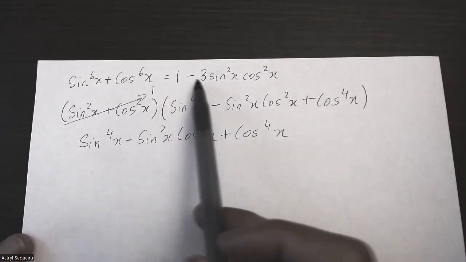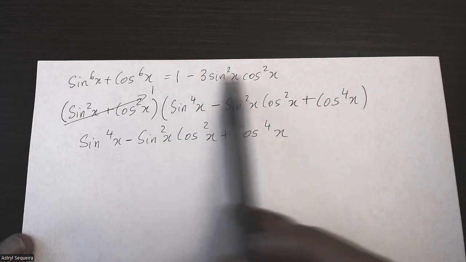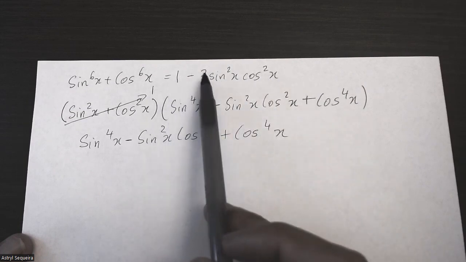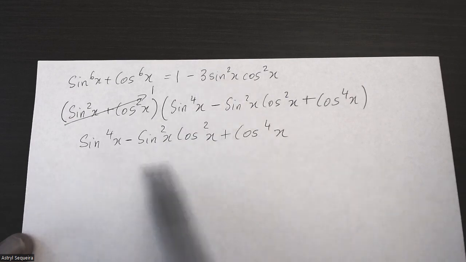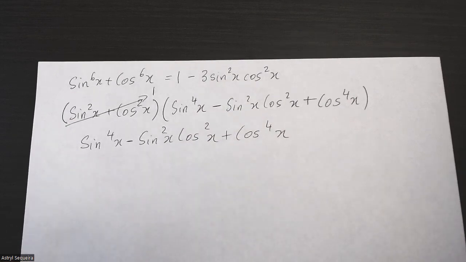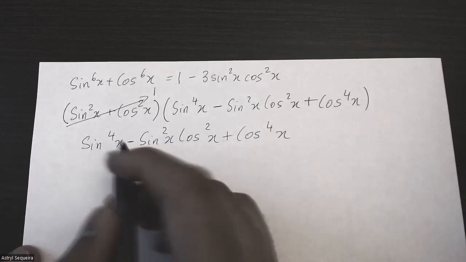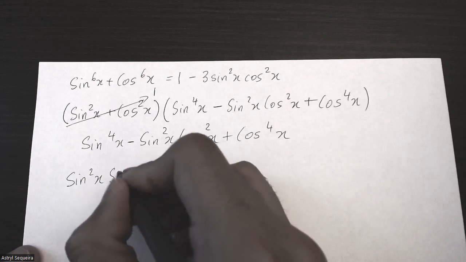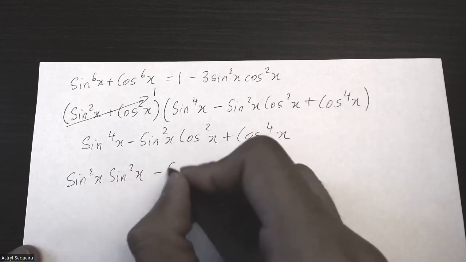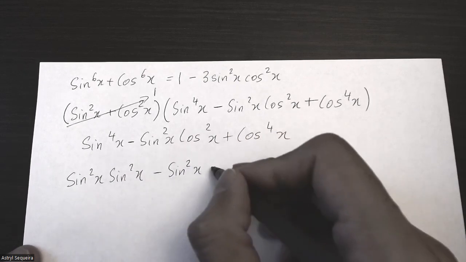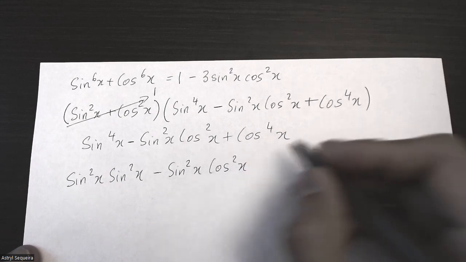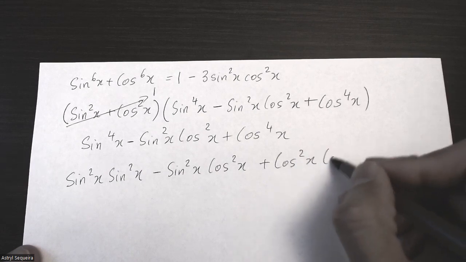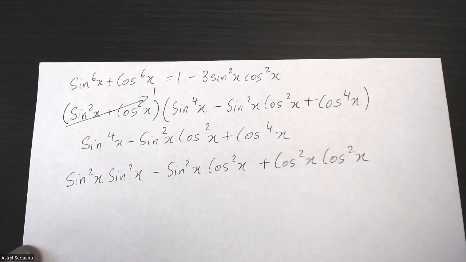Now I need to simplify this to get this over here. What I notice is I have sine squares and I have a 1, which I know I can get from sine square plus cos square. I want to turn all my exponents into squares. So I'm going to rewrite sine 4x as sine square x times sine square x. I'll leave the middle term the same, and I'll write cos 4x as cos square x times cos square x.